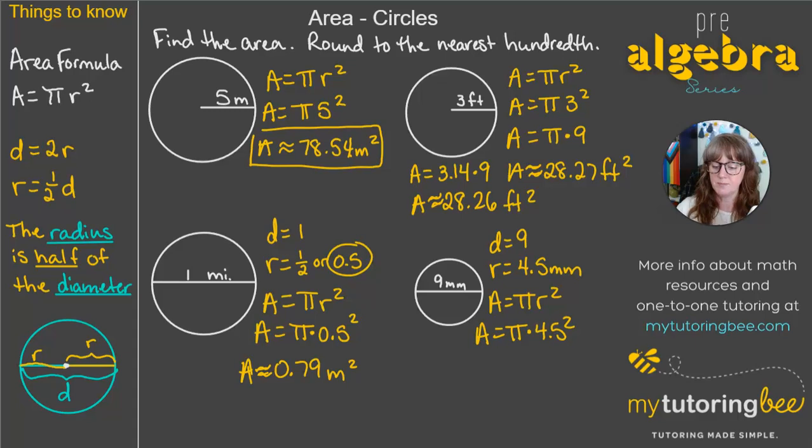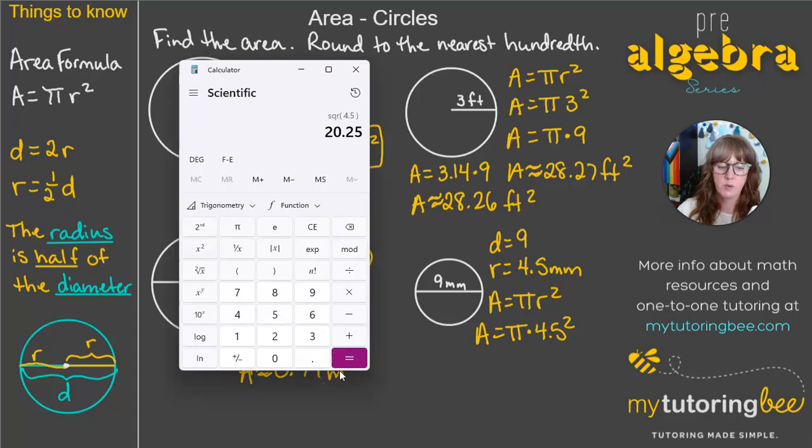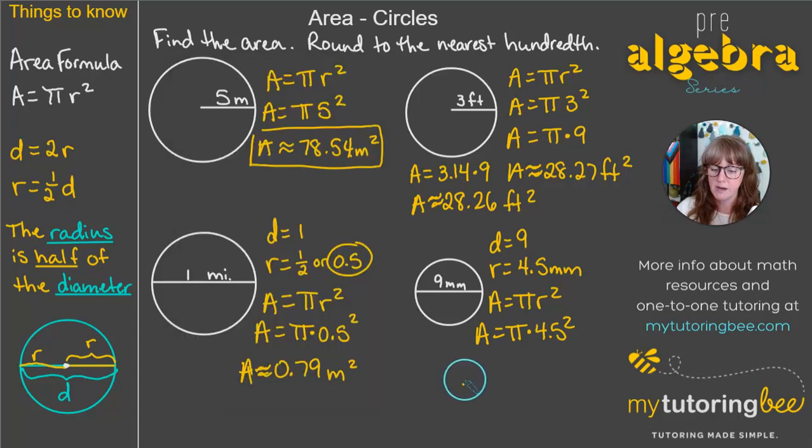Let's go ahead and see what that is. So 4.5 squared equals 20.25, and then we're multiplying that times pi. And we get 63.617. That 7 is enough to round us up to a 2. So we've got 63.62. So area equals 63.62 millimeters squared. I keep forgetting to do my about instead of an equal sign, but our area is about 63.62 millimeters square for the area for this circle.